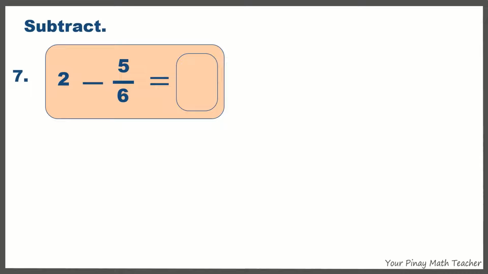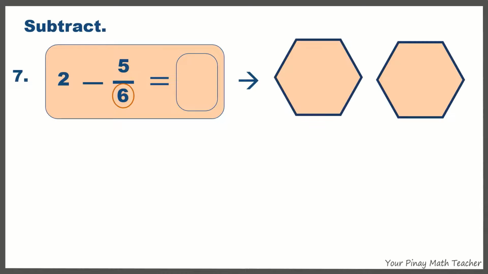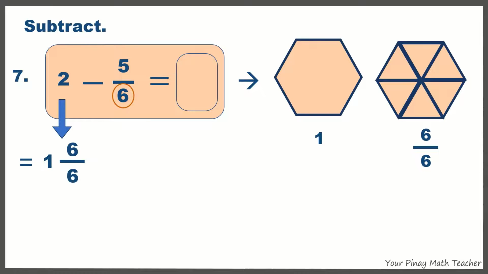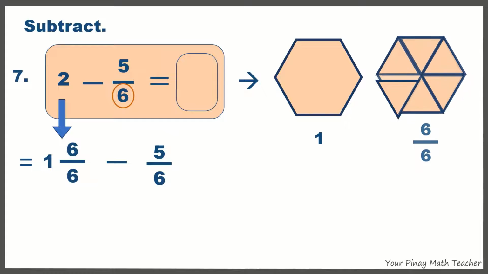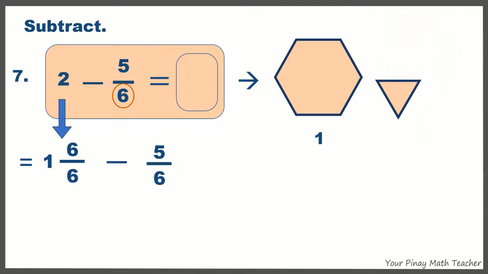Example 7. 2 wholes minus 5/6. Our denominator is 6. Therefore, in 2 wholes, one of them is divided into 6 equal parts. Thus, we can rename 2 wholes as 1 and 6 over 6. Subtracting 5 out of 6 equal parts, we get a difference of 1 whole and 1/6.